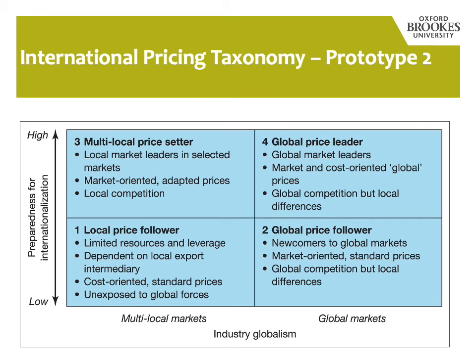International pricing taxonomy, prototype 2: global price follower. This matrix diagram compares industry globalism on the horizontal axis with companies' preparedness for internationalization on the vertical axis. With limited preparedness for internationalization, firms are more motivated to expand their international market involvement, and they are pushed by the global market. Firms charge a standardized price, since interconnected international markets have more or less the same price level. They have limited bargaining power and adopt prices set by global market leaders.